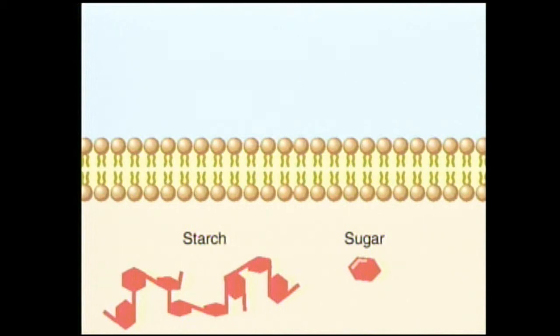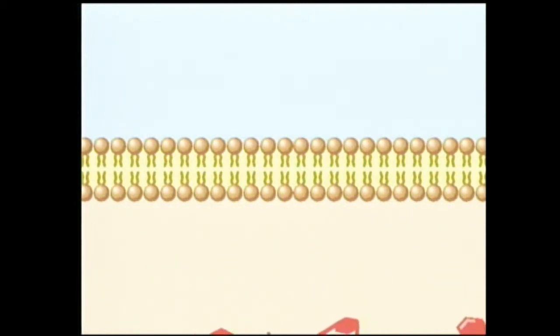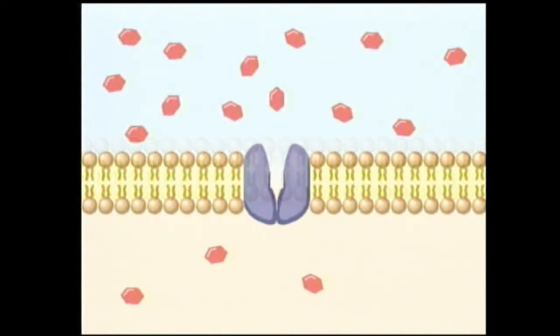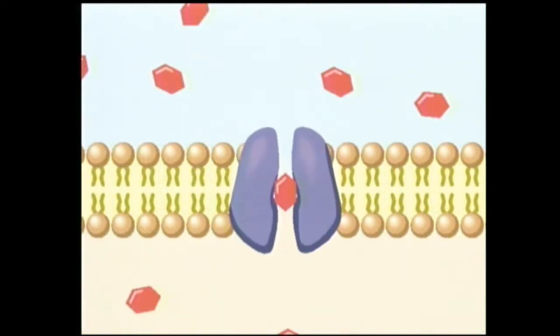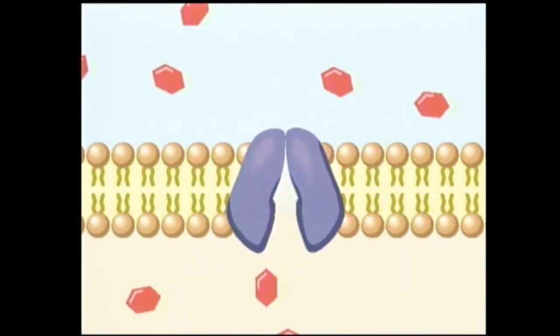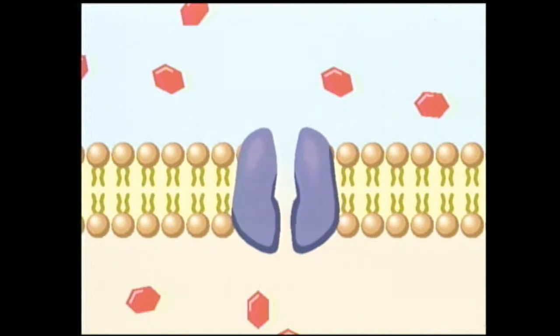Carbohydrates, such as sugars and starches, are also too large. Large molecules are transported across the membrane by carrier proteins in the membrane. Glucose, a sugar, is one molecule transported in this way. Glucose attaches to the carrier protein. The protein changes shape and releases the glucose molecule on the opposite side of the membrane.